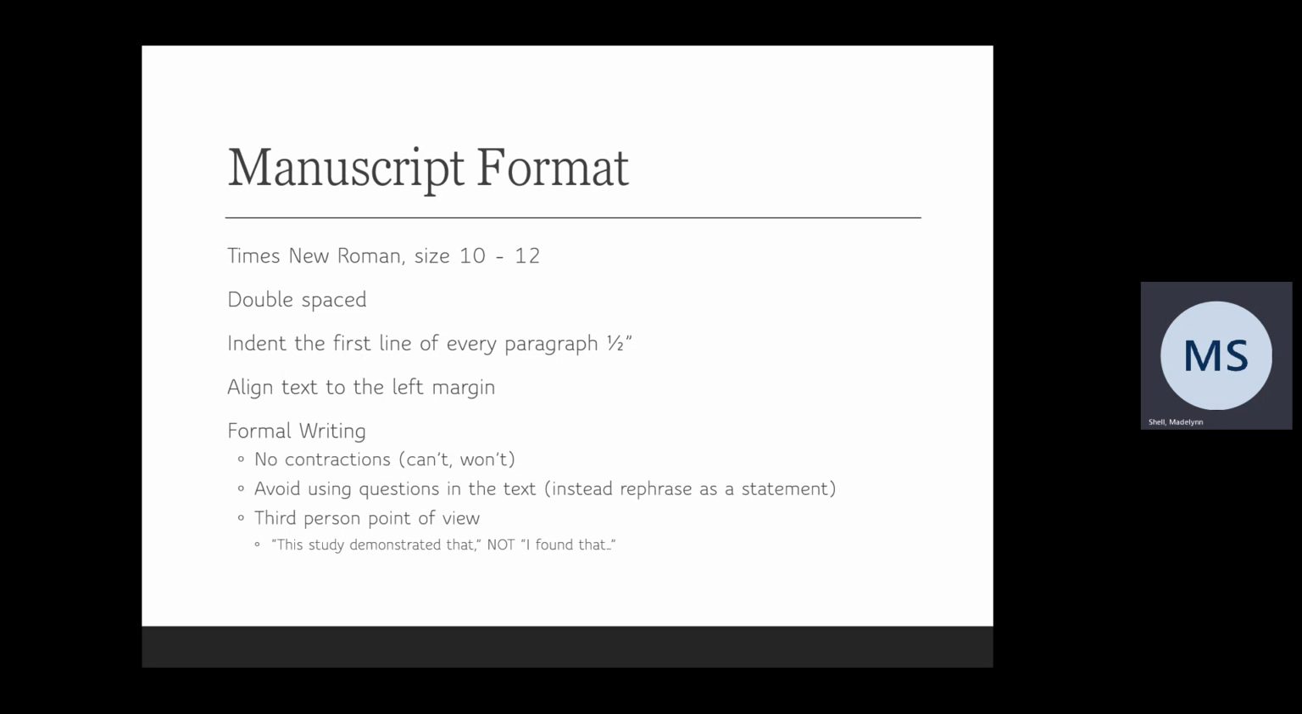You should avoid using questions in the text. So instead of saying, why would this happen to individuals with borderline personality disorder? You might say, there are several reasons why this might happen to individuals with borderline personality disorder. Rephrase it as a statement. And you also should be taking the third person point of view. This may vary by assignment, but in general, you do not want to use the words I, me, we, no first person in formal writing.